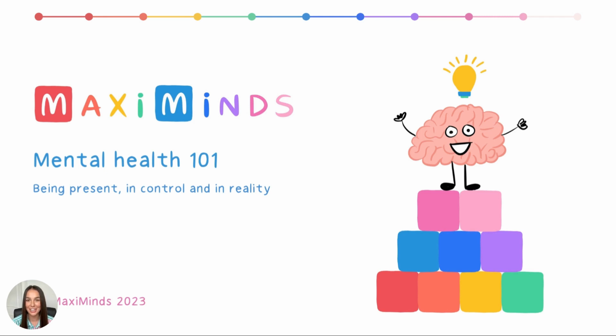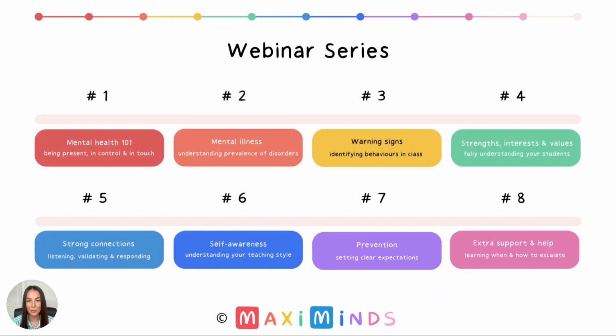I'm really looking forward to the next 8 weeks with you, covering some really interesting topics and getting stuck into learning more about mental health, mental illness, and tools and strategies that can really help you as teachers in the classroom. So a reminder as to what we're covering in the next 8 weeks, starting today with Mental Health 101. And then we'll move through to mental illness, warning signs, strengths, interests, and values, and then going on to go through strong connections, self-awareness, prevention, and extra support and help.